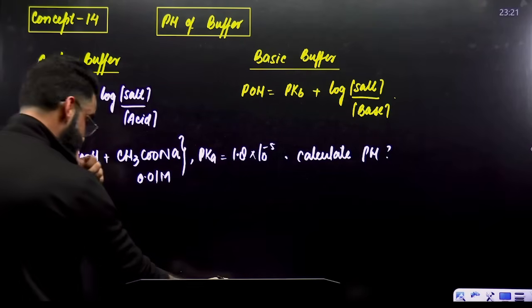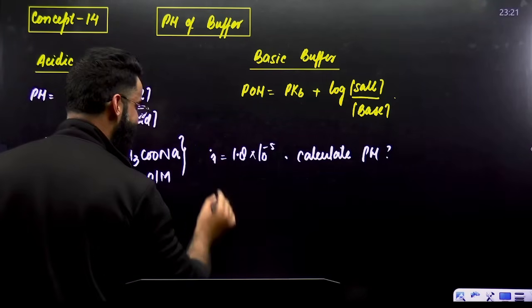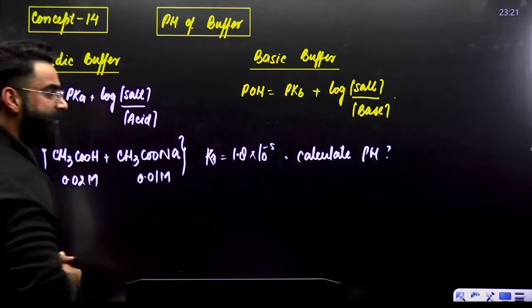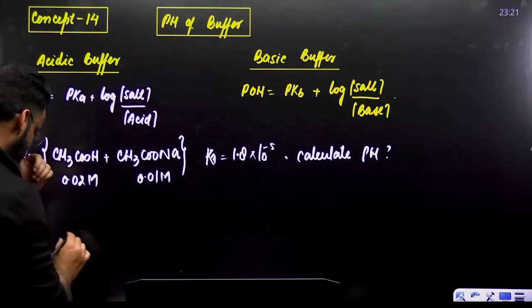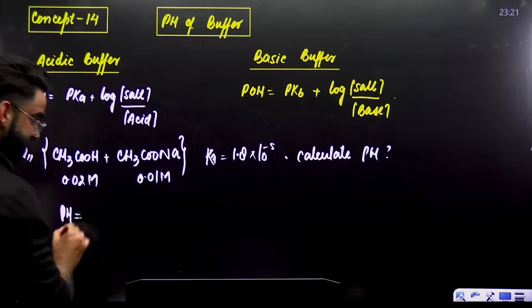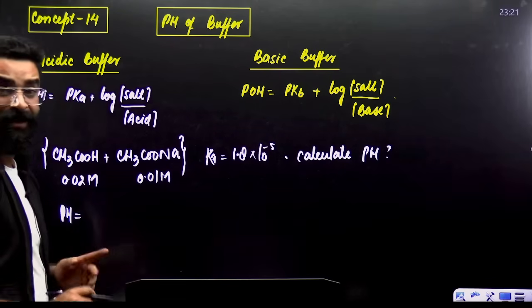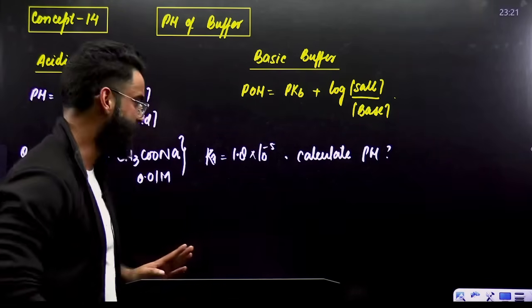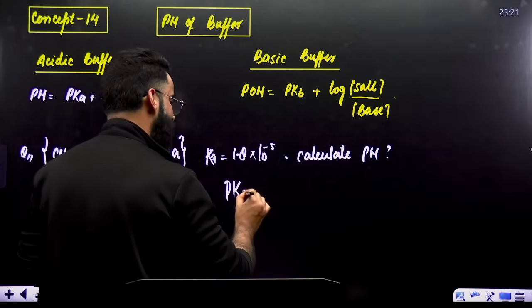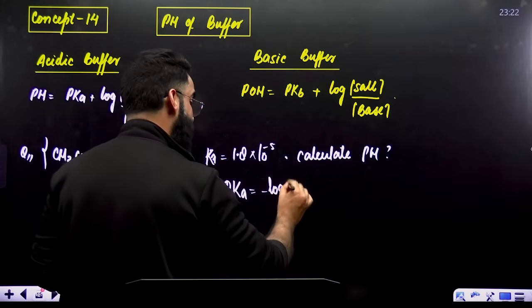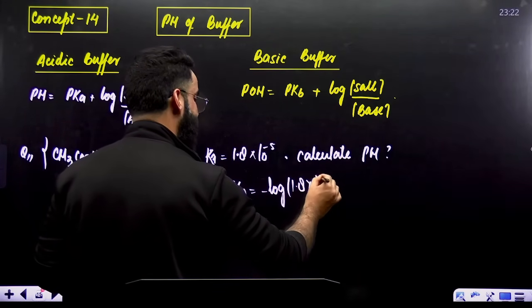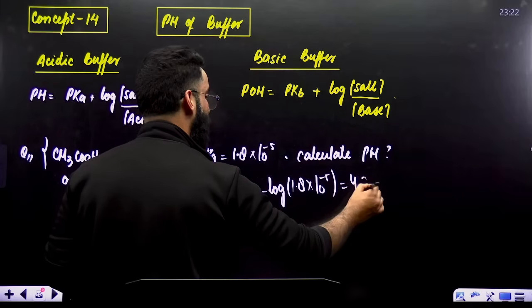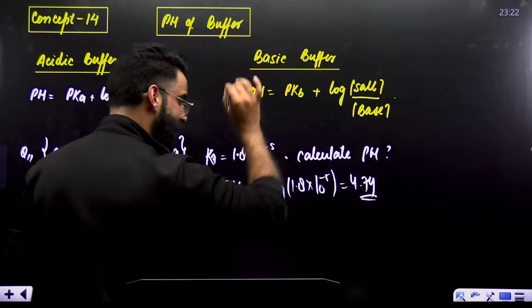Sorry, this is not pKa, this is Ka. Ka value is given. We have to calculate pH. Since it's an acidic buffer, in case of an acidic buffer, pH is equal to pKa. P stands for minus log. So pKa, P stands for minus log. Remember from now onwards, minus log of this particular value is nothing but 4.74. This will be used many a time, so remember the value directly.